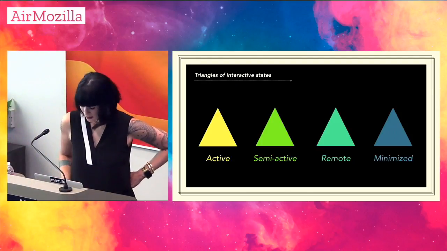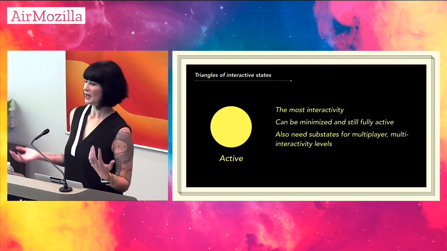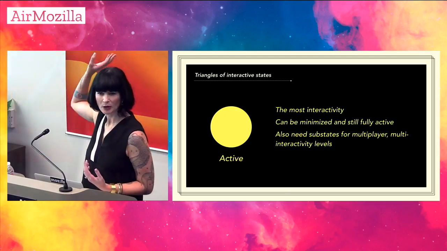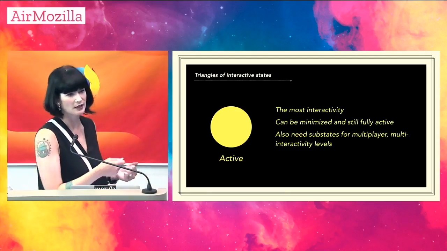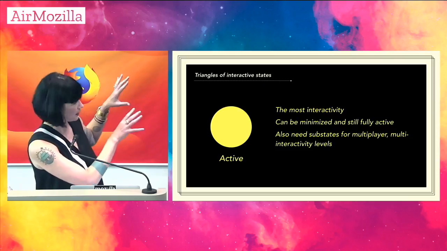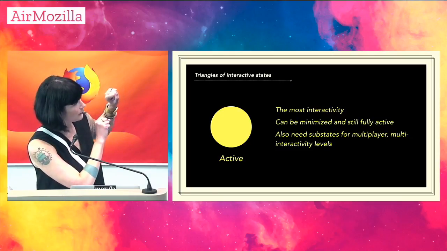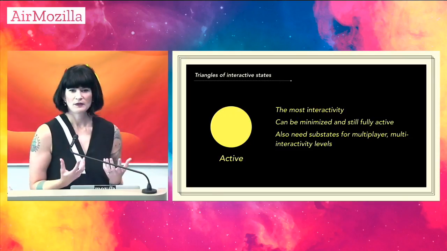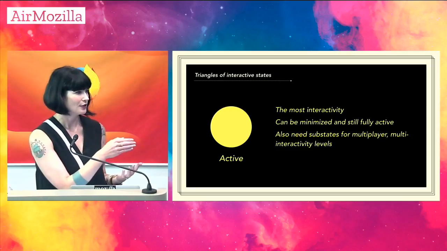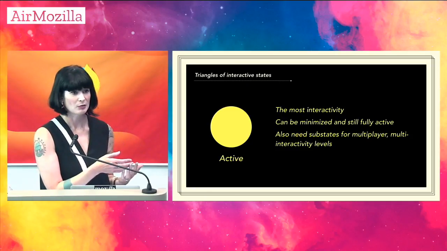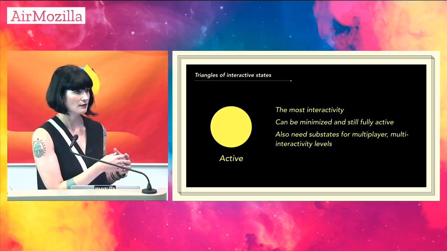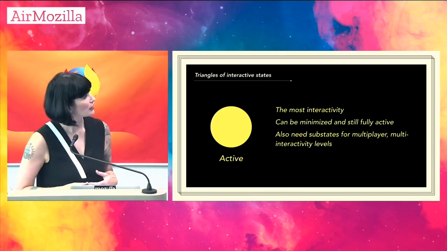So if apps are active, they are maximum interactivity. I have my Netflix app on my wall, and I'm interacting with it. I'm hitting the fast forward button. Funnily enough, something could be minimized but still be fully active if I'm hitting next on a music playing app, for example. I'm interacting with it, but it's behind my ear or wherever it is.